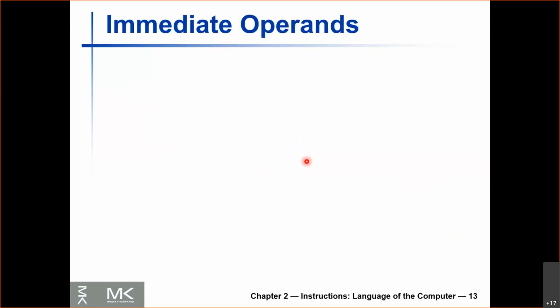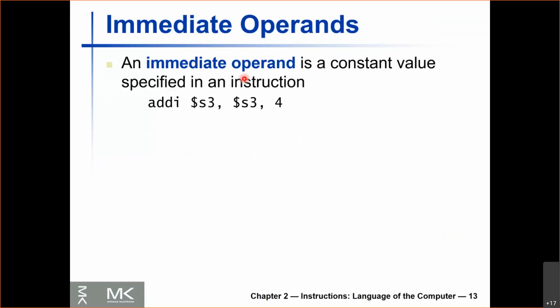Okay, so the next type of instructions I'd like to talk about is immediate instructions, which have immediate operands. So what is an immediate operand? An immediate operand is an operand to an instruction, which would be called an immediate instruction. And this operand has a constant value.